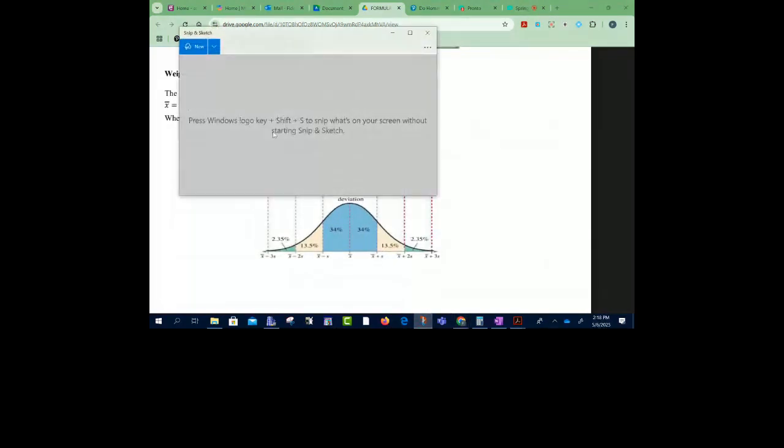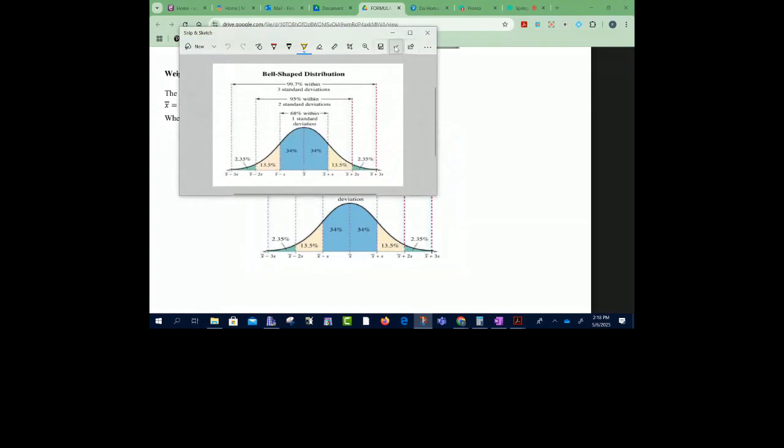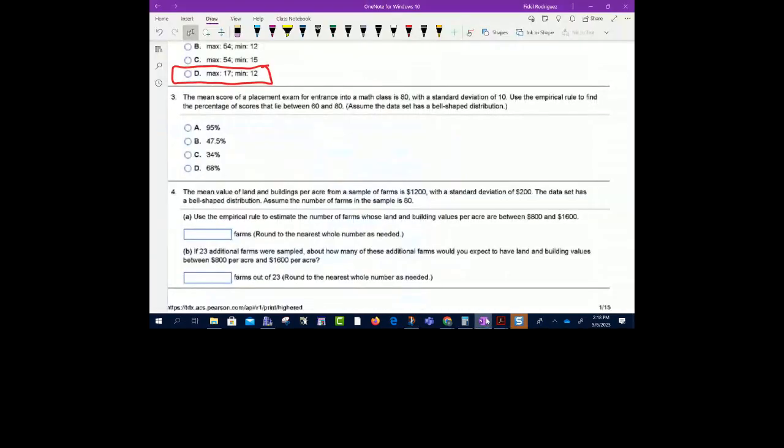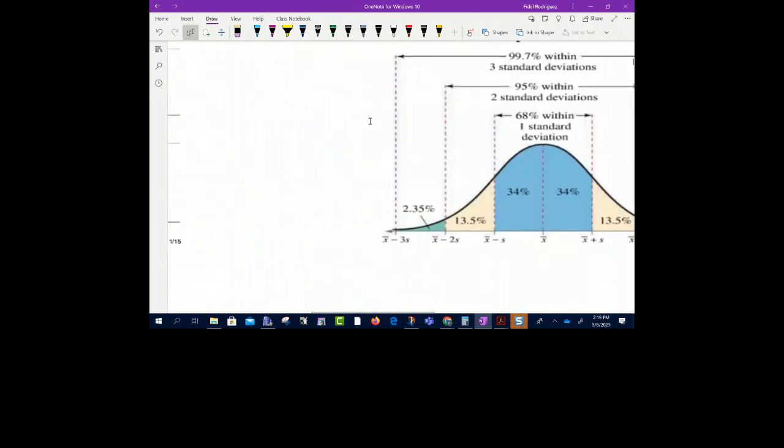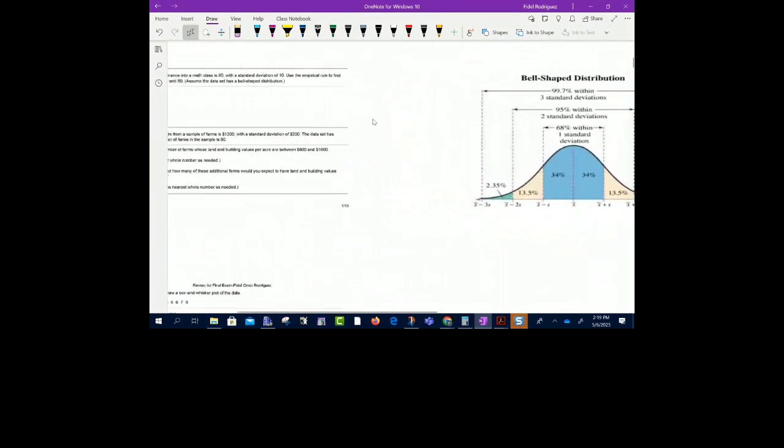I want to use this bell-shaped distribution. So let me show you what I'm going to do here. Let's copy this guy, come back this way, and I'm going to put it over here. We're going to drop it like it's hot. There we go. Okay, so let's take a look, y'all.